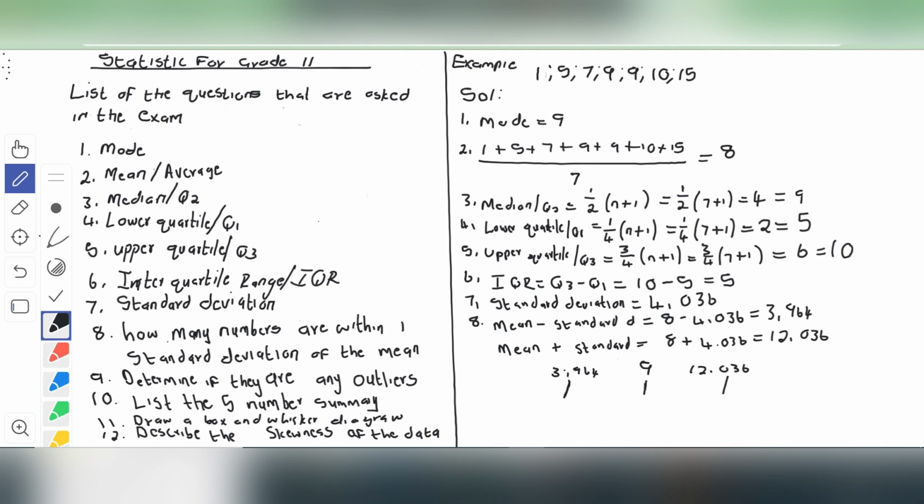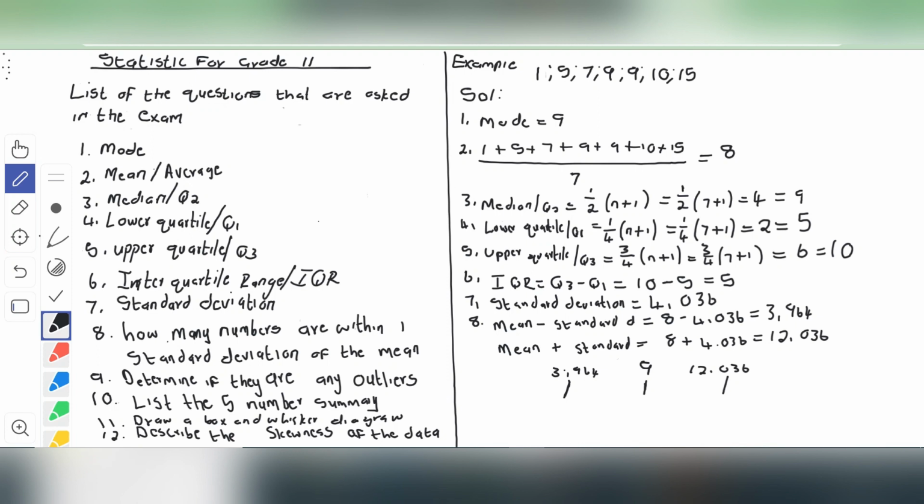So the question wants the numbers which are between 3.964 and 12.036, right? So we're going to check those values which are between 3.964 and 12.036. So is 1 there? No, 1 is not there. 5 is there. Yes, therefore we add it, that's 1. 7 is there. Yes, 2. 9. Yes, 3.